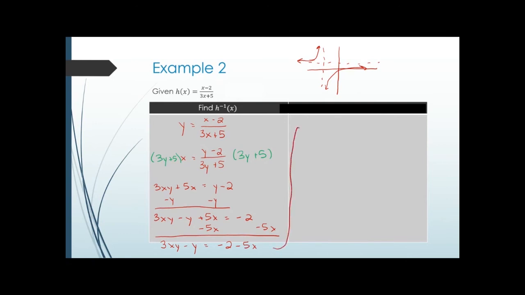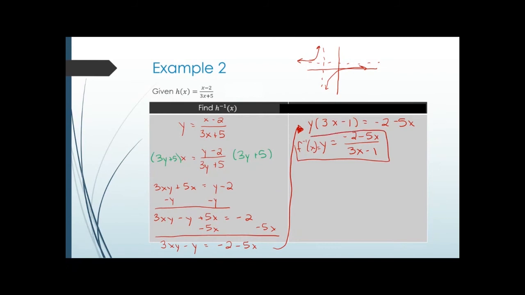Now in order to get the y out, because those are not like terms, I can factor out the y, which gives me y times (3x minus 1), which is then equal to negative 2 minus 5x. And then when you divide both sides by 3x minus 1, you get y equals (negative 2 minus 5x) over (3x minus 1). Now that we've solved for y, that is our inverse.